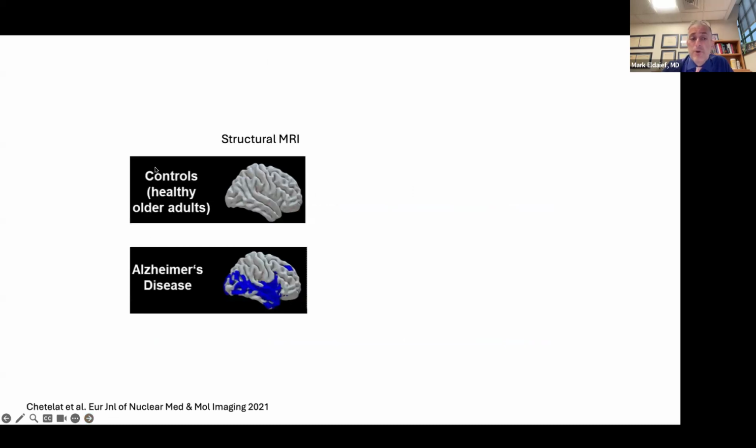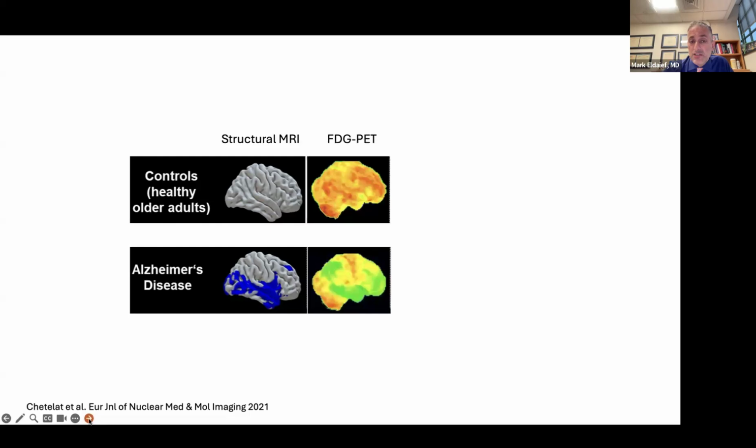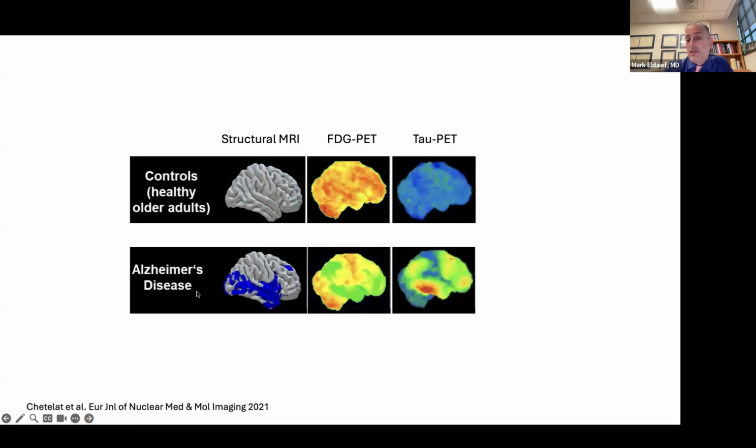So this on top, we would see the results of shrinkage in a structural MRI. This would be people who are older but don't have dementia. This would be people who have Alzheimer's disease. If you look at their PET scan, in the healthy people the whole brain's lighting up. Everything is using the sugar. Every part's using the sugar. Here you see green stuff because these parts of the brain aren't using the sugar as well. In the tau PET, no binding at all. This is completely negative in the healthy people.